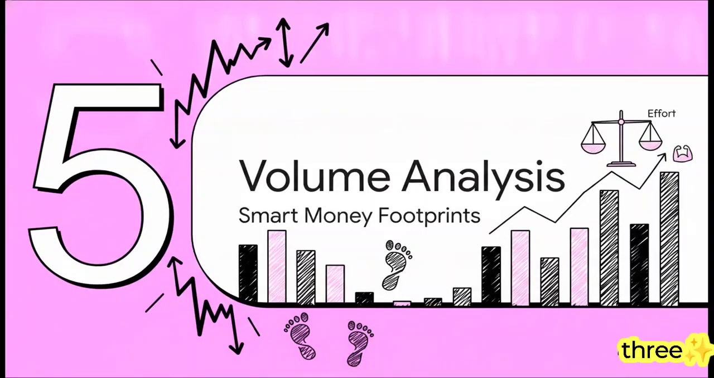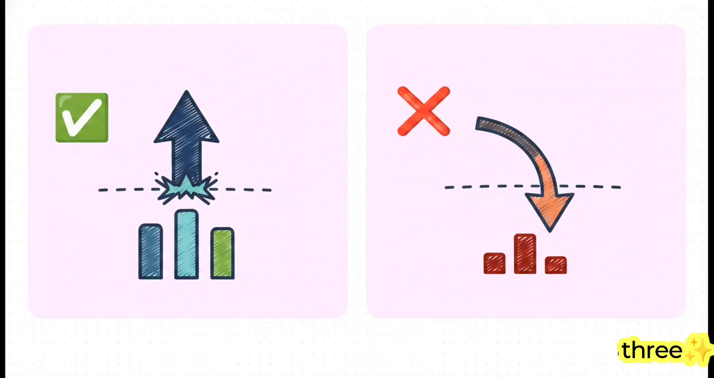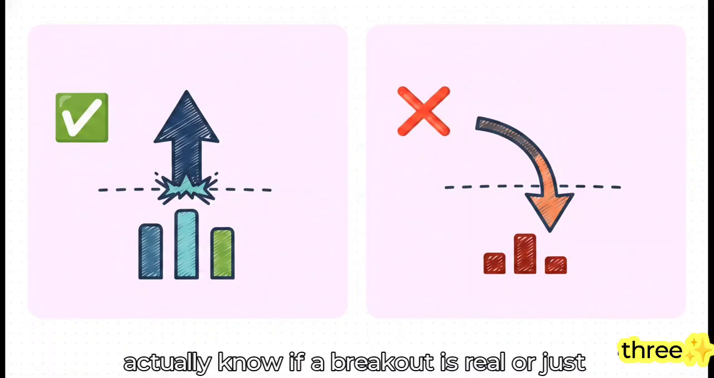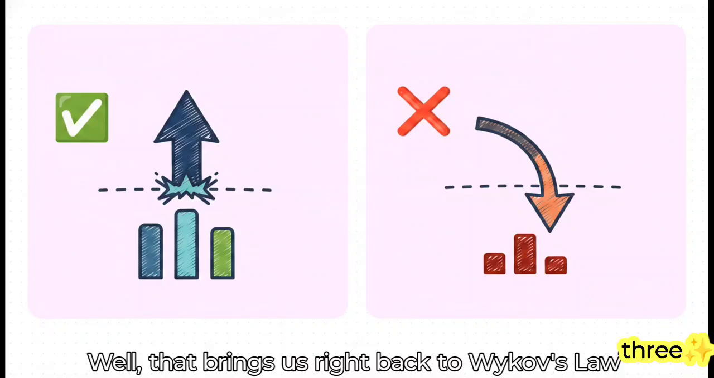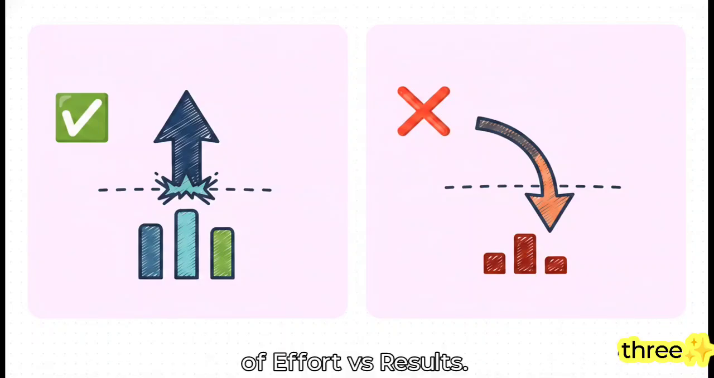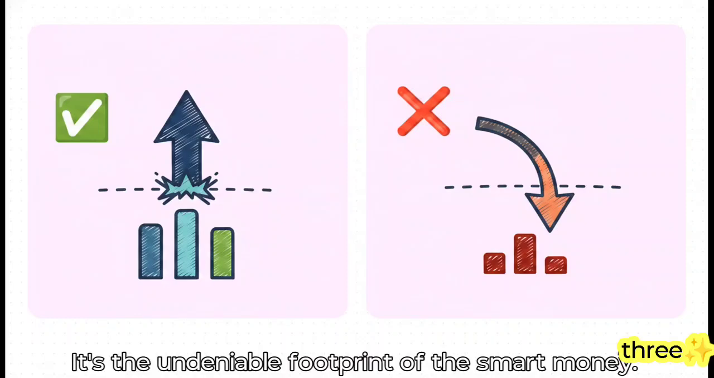Section 5. Volume Analysis, the footprints of smart money. But you're probably wondering, how do you actually know if a breakout is real or just a trap? Well, that brings us right back to Wyckoff's law of effort versus results. We have to look at volume. Volume is the soul of the move. It's the undeniable footprint of the smart money.